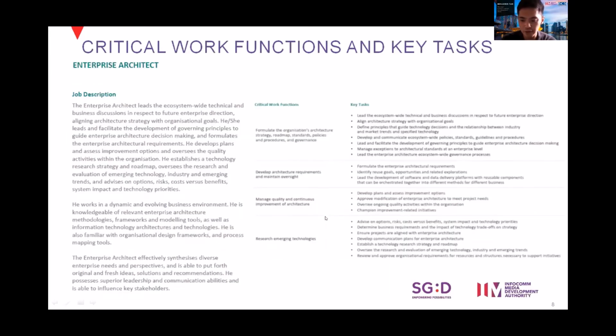So let's say if you want to find out more about what an enterprise architect does in particular, right? The skills framework actually has information such as the job description of what this role is about, what are the critical work functions and key tasks that this role does. So for the enterprise architect, for example, it formulates the architecture strategy. He or she develops the architecture requirements, manages the quality and improvement of the architecture, and so on.